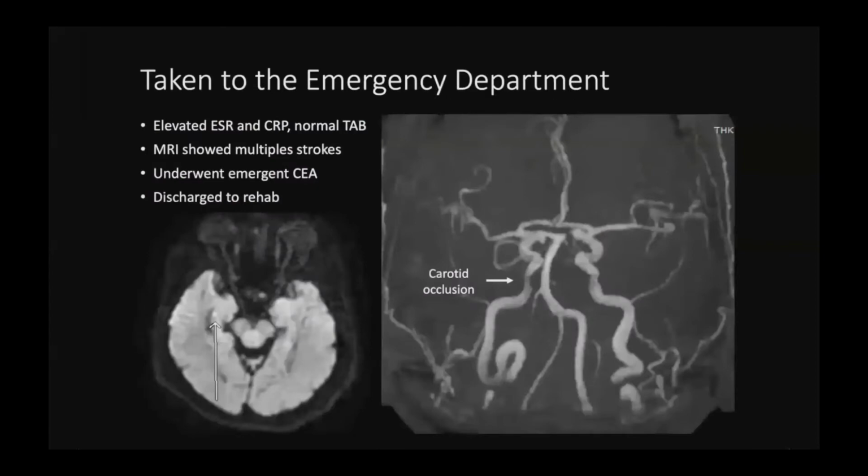This patient was taken to the emergency department. Though she had an elevated ESR and CRP, she had a normal biopsy to rule out giant cell arteritis. But her MRI showed multiple strokes as well as carotid occlusion, and she underwent an emergent carotid endarterectomy.